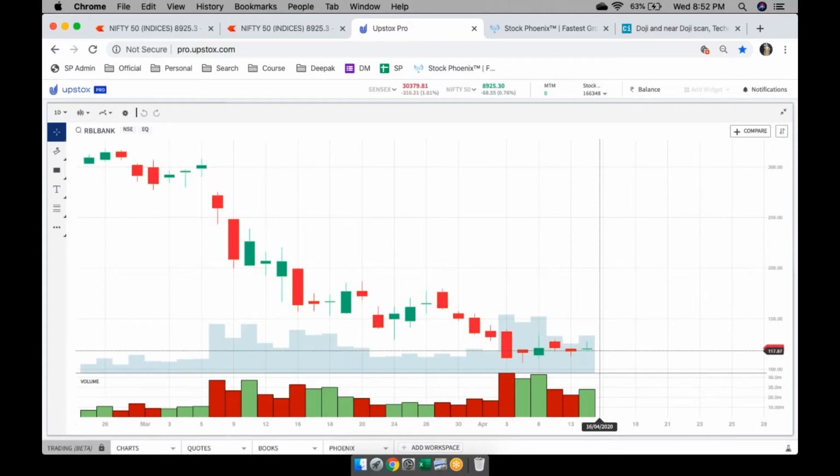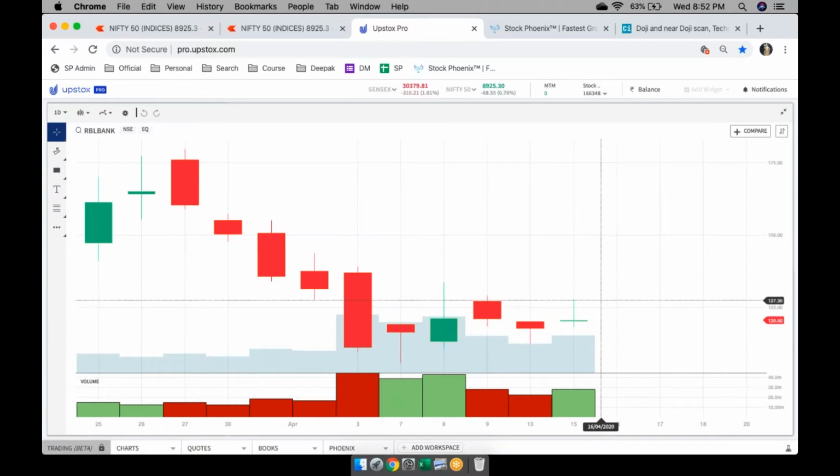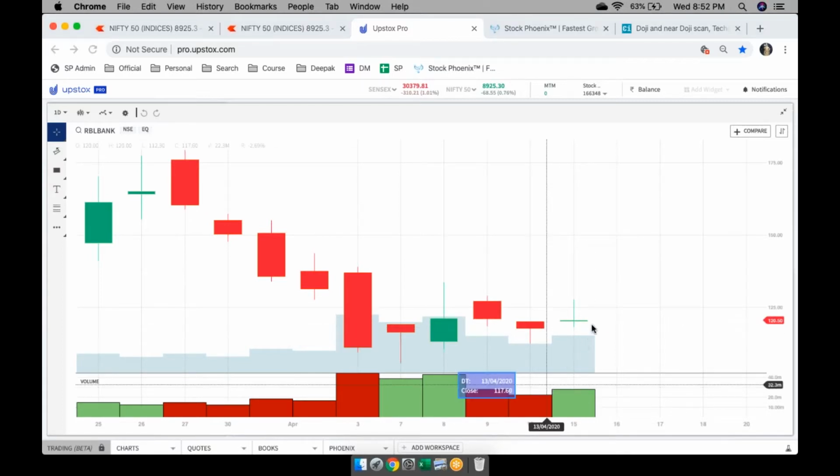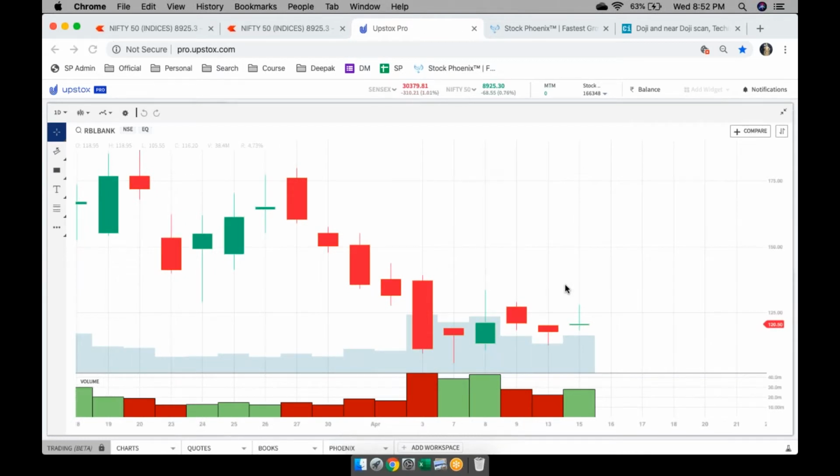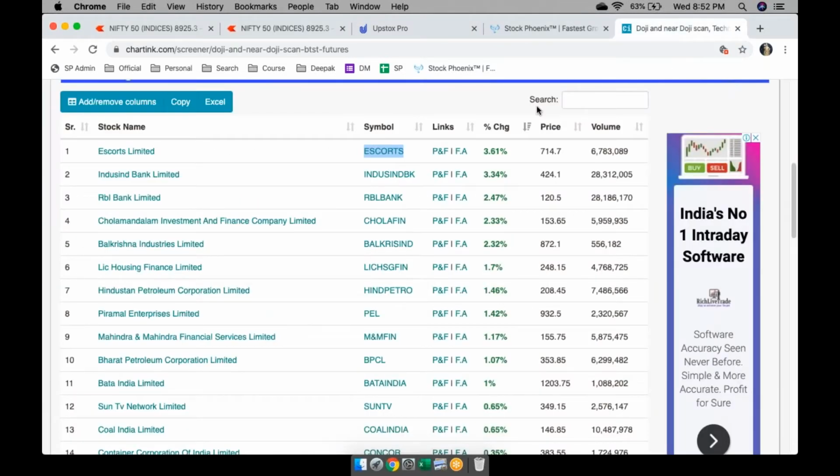Now is the stop loss small or big? 128, 117. The stop loss is more than 10%. So this stock is rejected. Very simple. When it is not fitting as per technicals, these are the things we call technicals, don't try to fit the stock in the category. So this stock is straight away rejected.